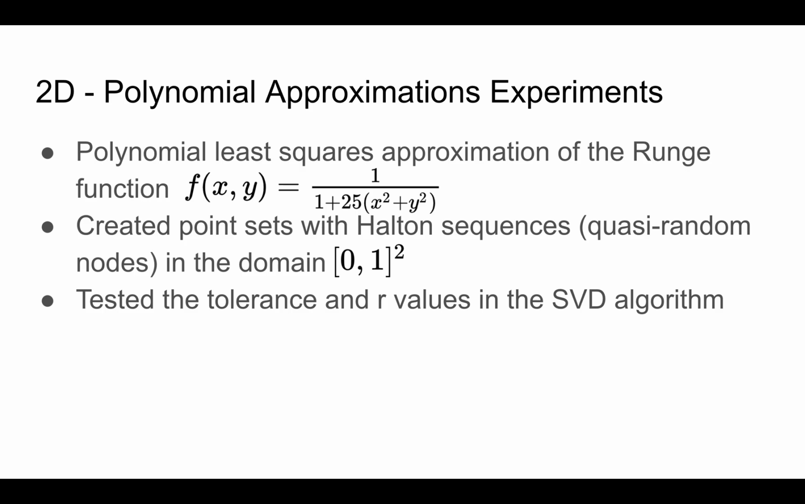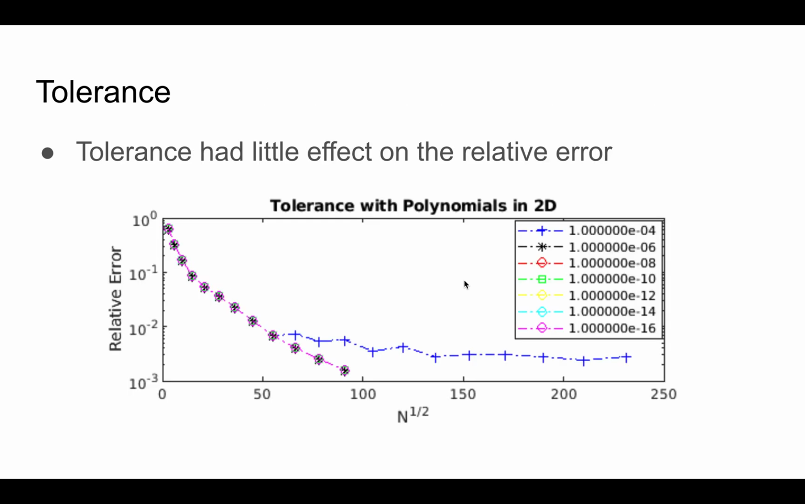So we'll move on to our first round of tests, which are using polynomial approximation in 2D. We're approximating the Franke function using point sets created from the Halton sequence, which are quasi-random nodes between 0 and 1 inclusive. We first tested the parameter tolerance. As you can see here, the tolerance or accuracy threshold has little effect on the relative error, which is encouraging since the speedups we saw previously were more substantial with a lower threshold.